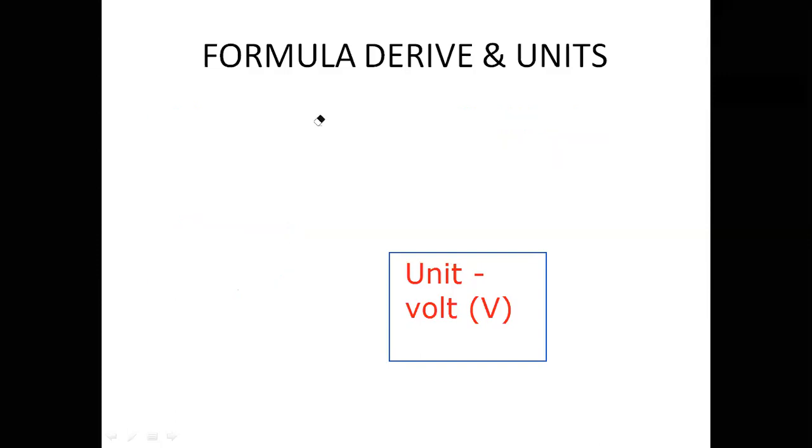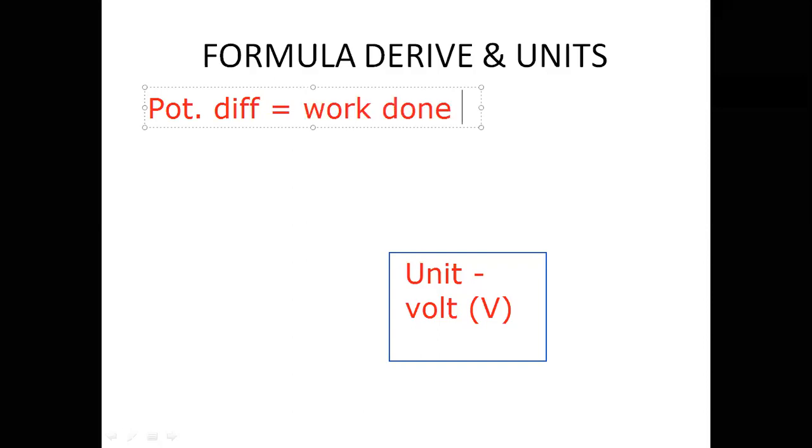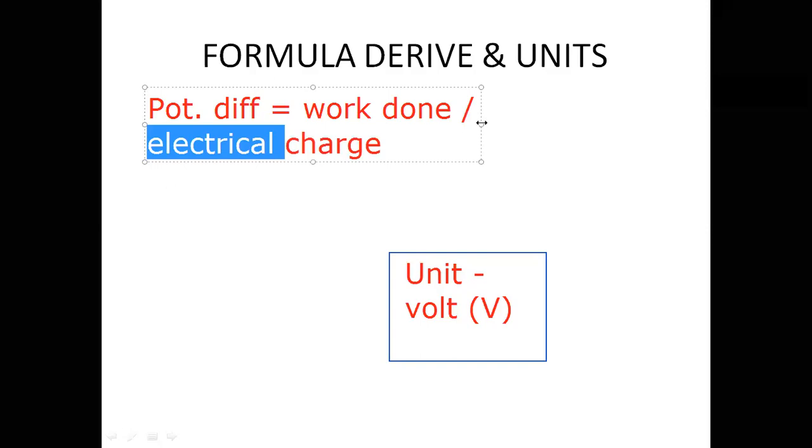The definition of potential difference is what? That it is nothing but work done to move a charge from one place to another. So we will write down potential difference is equal to work done, divided by electrical charge, work done to move electrical charge. So whatever we have learned in the definition, we are giving with the help of this particular formula.